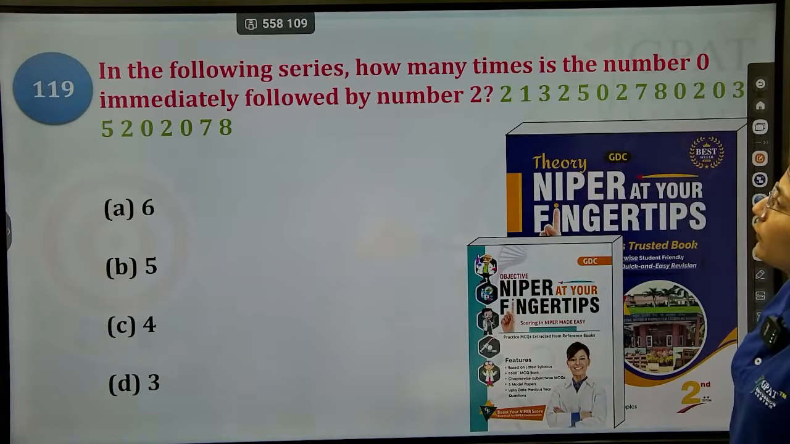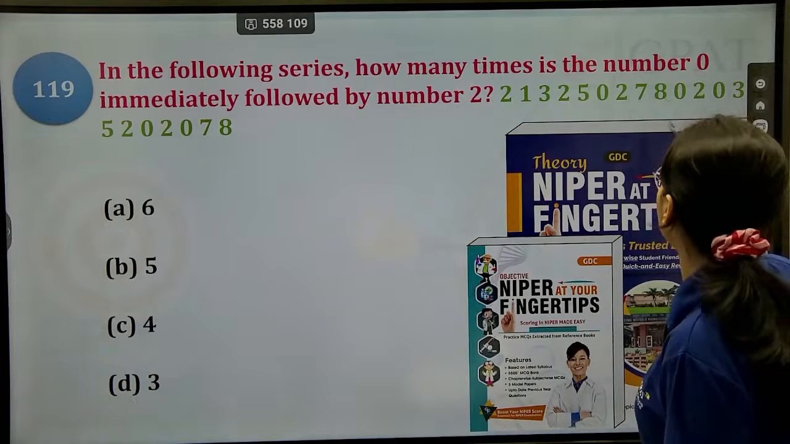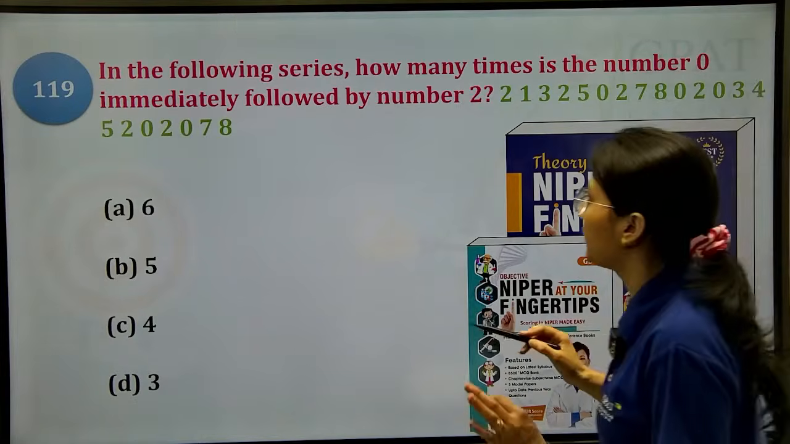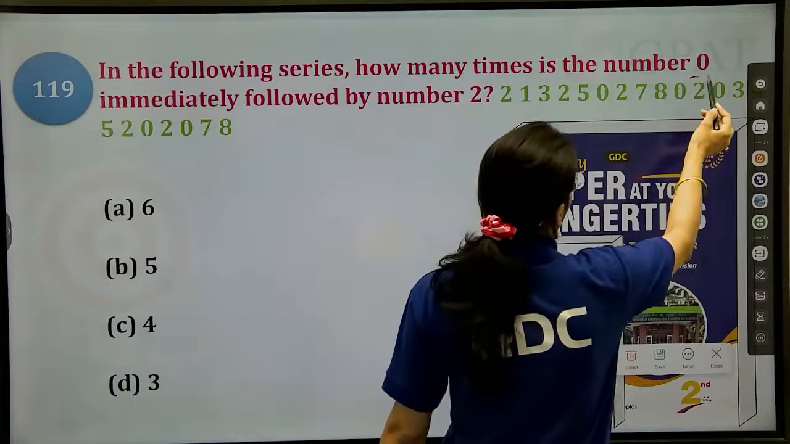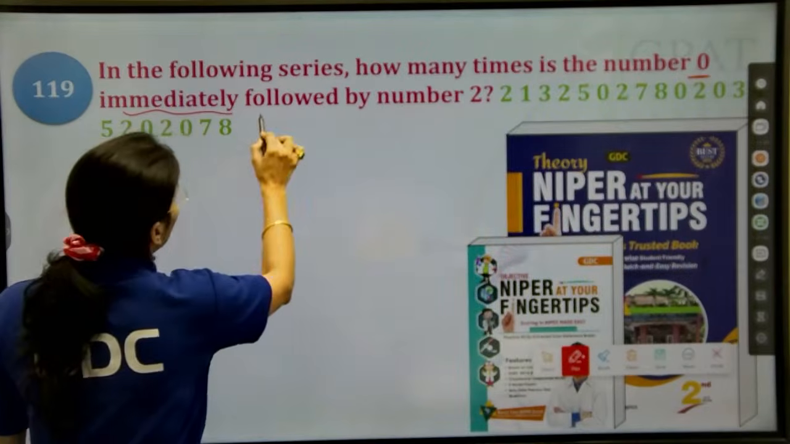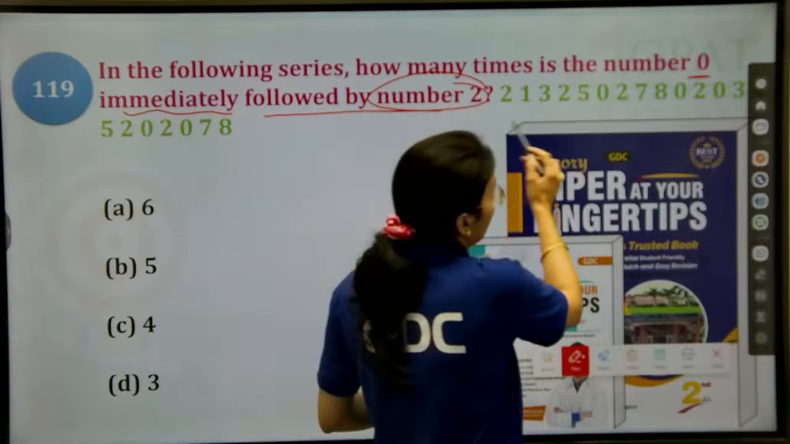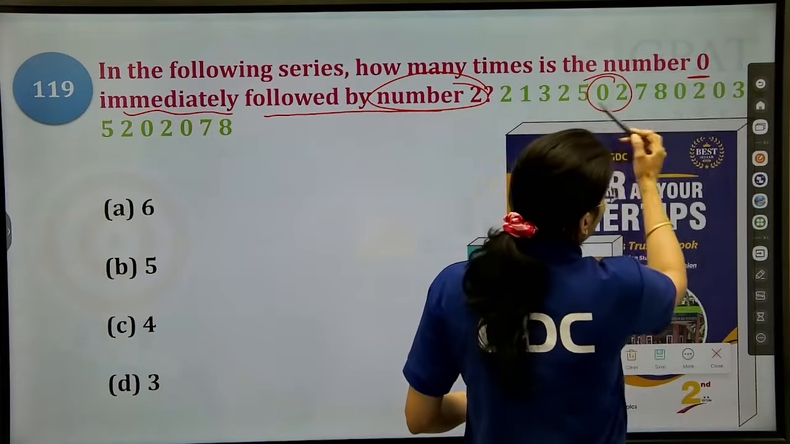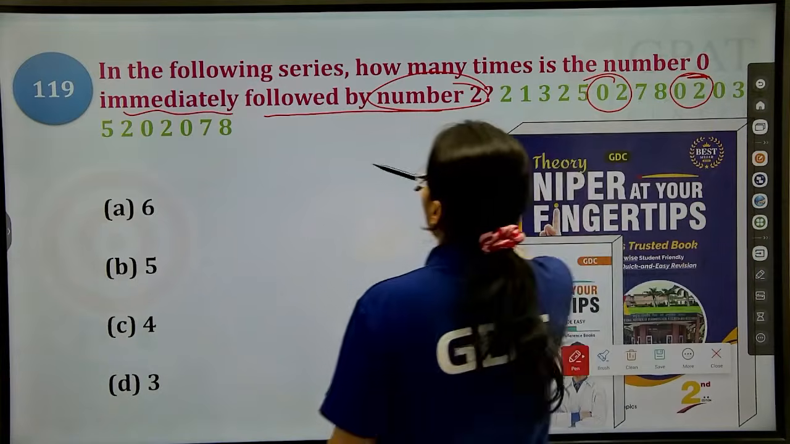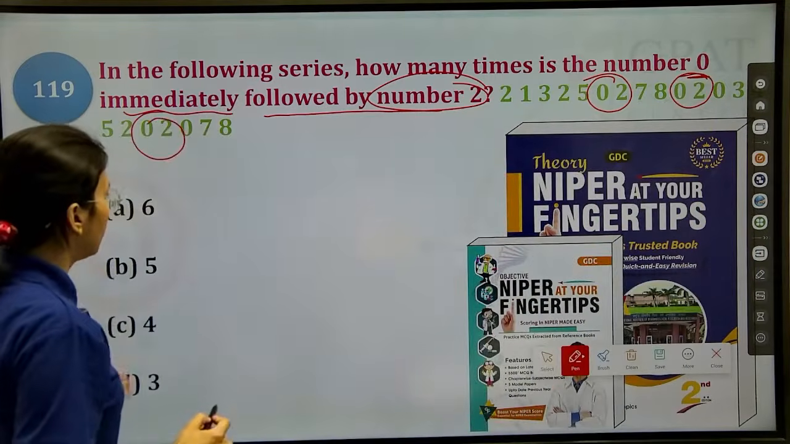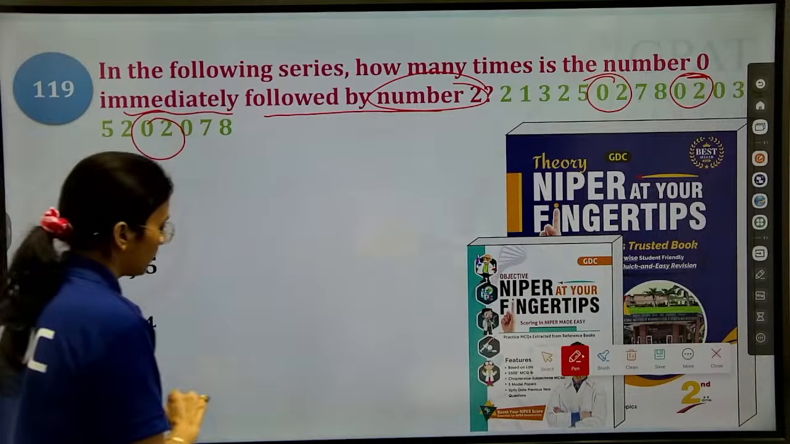Now, in the following series, how many times is the number 0 immediately followed by 2? So 0, 2, that is 1, 2 and 3. So the answer is 6, 5, 4, 3. That is option number 3.